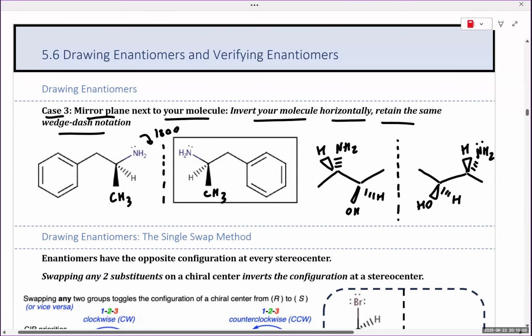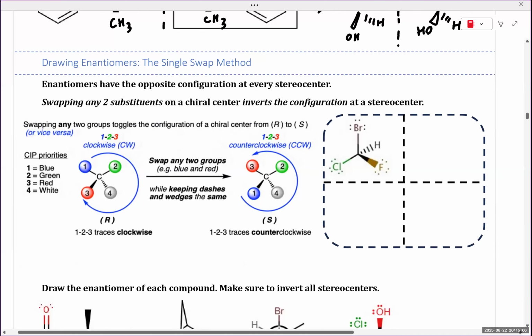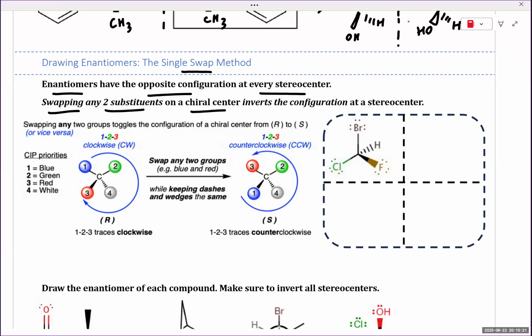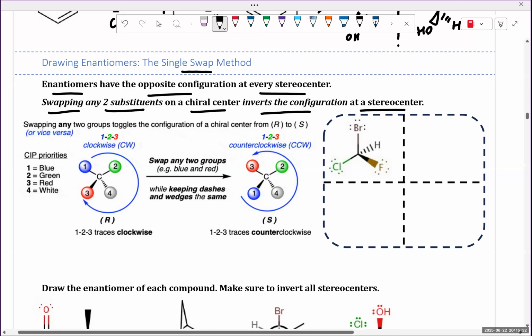Now, when you have just a single stereocenter, you can draw enantiomers using the single swap method. Enantiomers have the opposite configuration at every stereocenter, and swapping any two substituents on a chiral center inverts the configuration at a stereocenter. One easy way to see this is if we have groups labeled 1, 2, 3, 4, and we decide arbitrarily to swap groups 1 and 3, we see that the configuration changes from what we call R to S configuration.